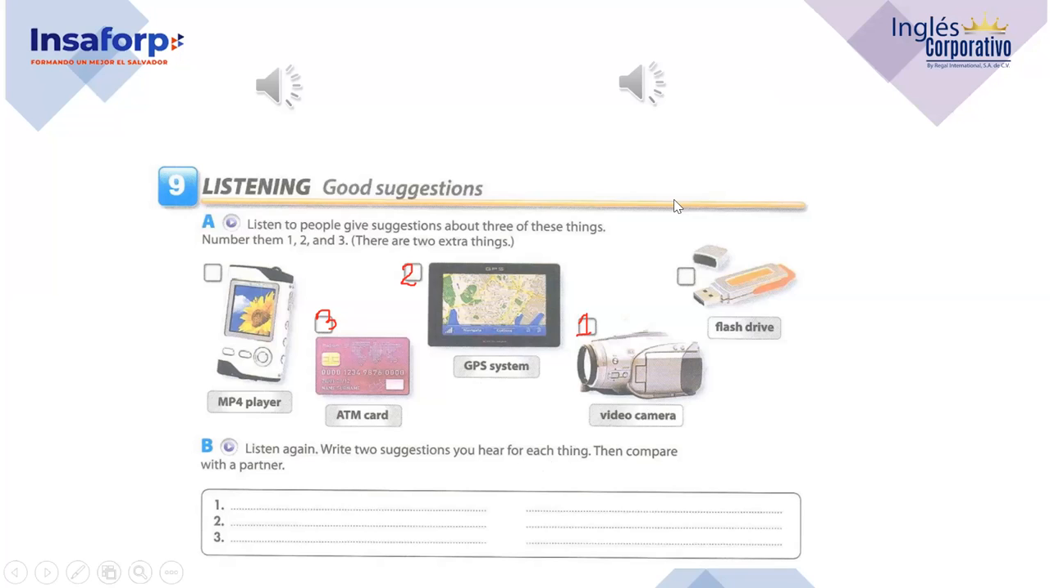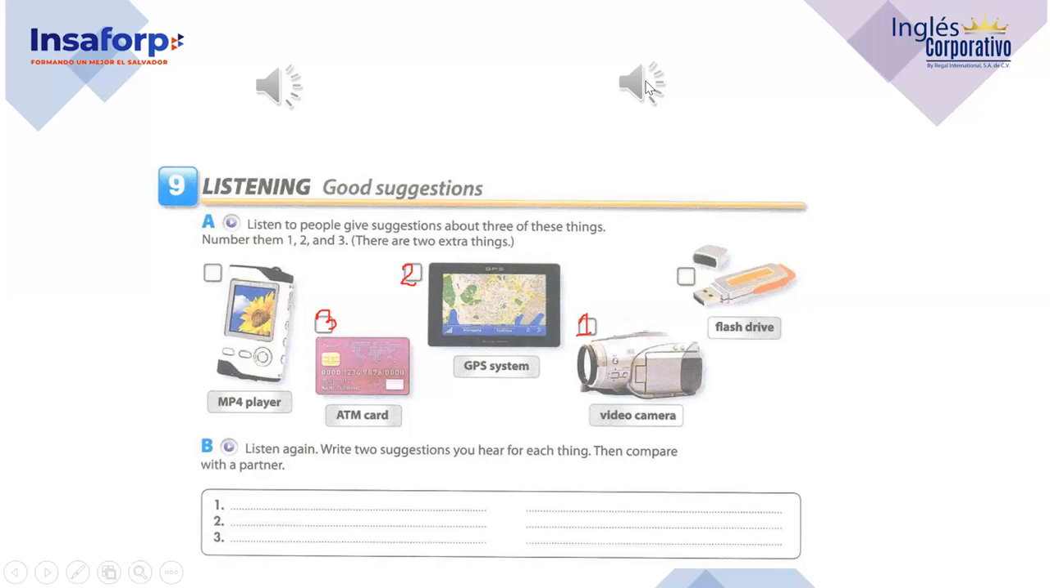Page 48, exercise 9, part B. Listen again. Write 2 suggestions you hear for each thing. Then compare with a partner. 1. Be sure to use a stand or try to lean against something solid when you're filming with this. If you just hold it by hand, the picture often looks very shaky. Make sure to put in the battery carefully. If you push too hard, you can damage it. 2. Type in where you are now, then type in where you want to go. Make sure to get the exact address. Then just listen to the directions. Be sure to watch the road. You don't want to have an accident. 3. Be sure to put it in correctly. Then punch in your secret code. Remember to press Enter. And don't forget to count your money before you walk away from the machine.